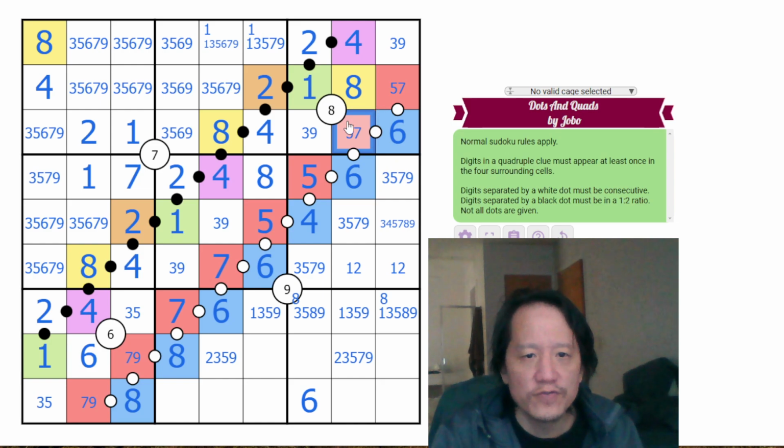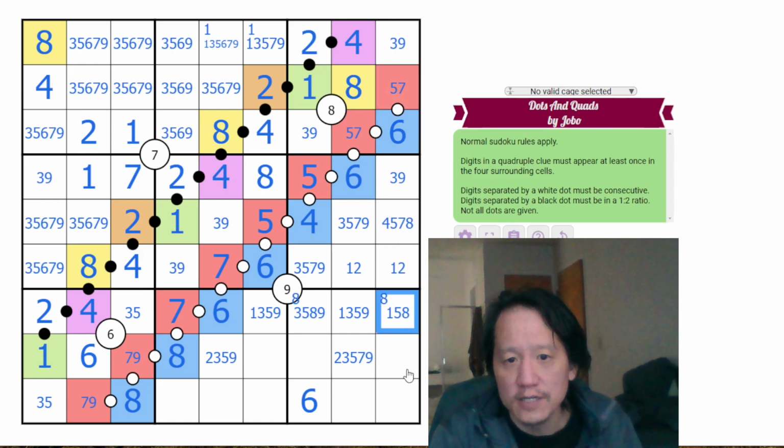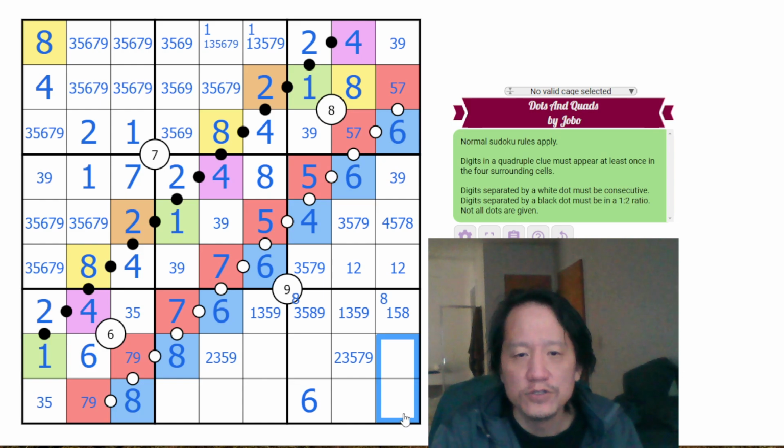So this is still 5 or 7. This can't be 5 or 7 here. This can't be 5 or 7 here. We have a 3, 9 pair in column 9. So none of the rest of the cells can contain a 3 or 9. So there's no 3, 6, or 9.